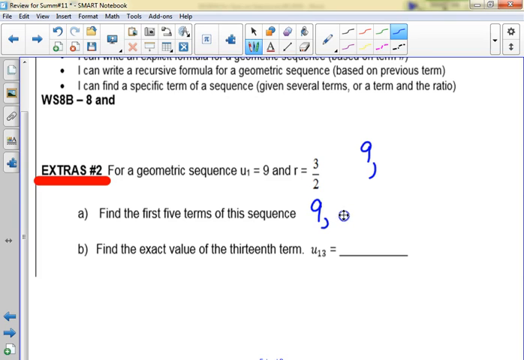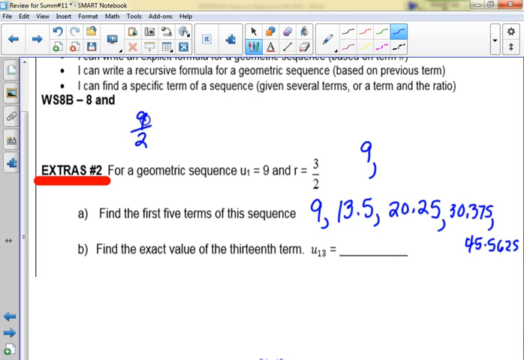9 times 3 halves is 13.5 or 27 halves, times 3 halves is 20.25 if you want to go with decimals. And then 2 more. 30.375 and 45.5625. Okay?